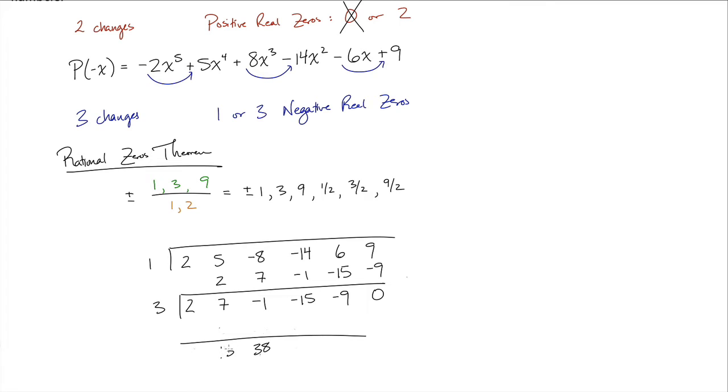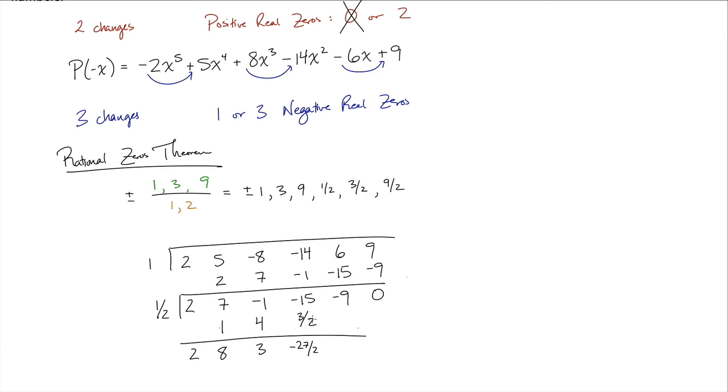And since 3 kind of was going crazy and making numbers really big, I'm thinking maybe 9's not going to be the best choice here. I'm going to go ahead and skip it for now and see if maybe one of these fractions works out for me. So let's go and try 1/2 and see what happens there. And obviously we're not going to get 0 here either. So 1/2 did not work.